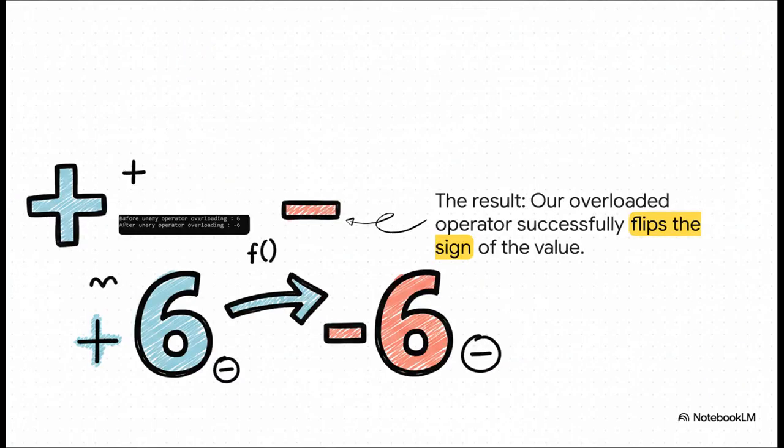In our main function, we create an object, object1, give it a value of 6, then we just write minus object1. It looks so natural, and behind the scenes, our overloaded function gets called. The value flips to -6, beautiful!